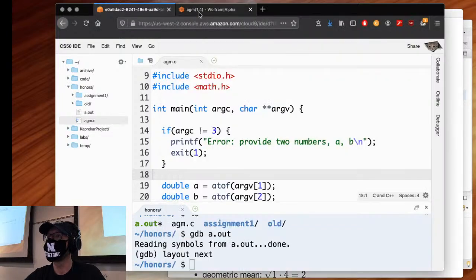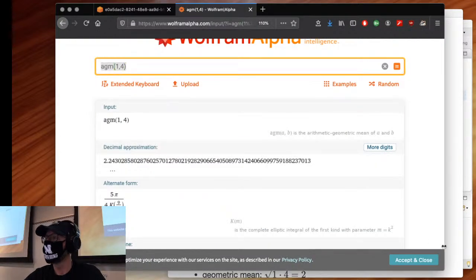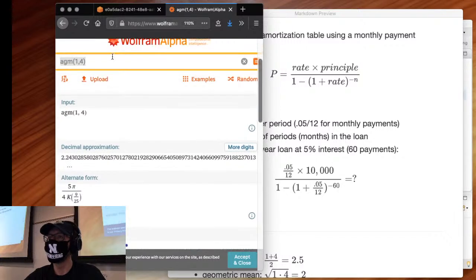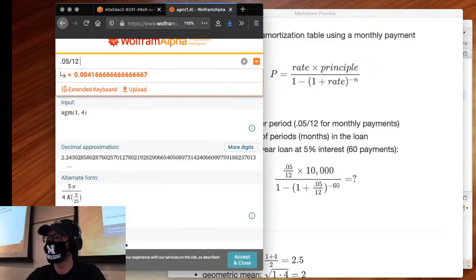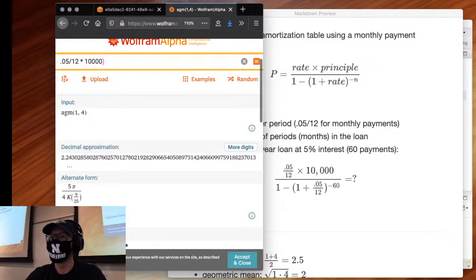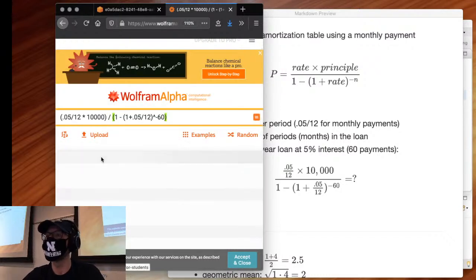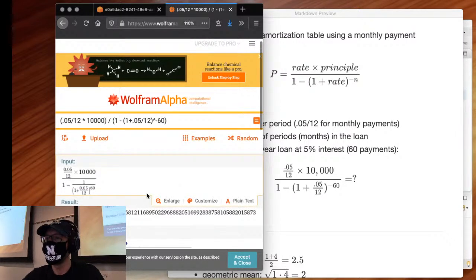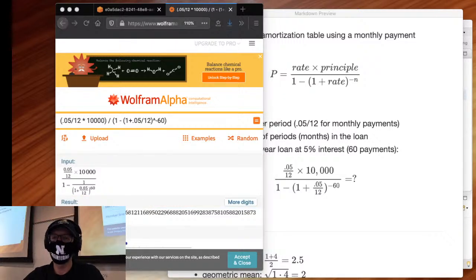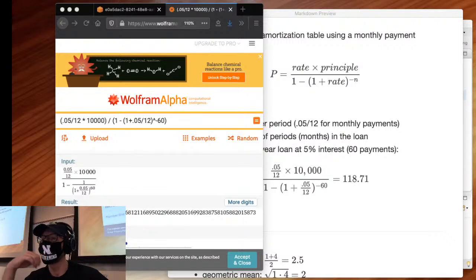So let's go ahead and put this into Wolfram Alpha. 0.05 divided by 12 times 10 grand divided by 1 minus 1 plus 0.05 divided by 12 raised to the 60. I can do this in Wolfram Alpha, but I cannot use that caret in C or Java. I can, but it gives me something else. And it should be $188.71, okay? $188.71. But there is a fractional value there, right?